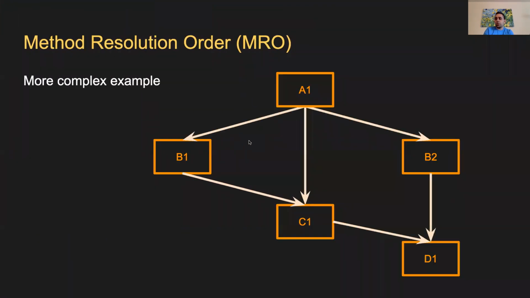So that was a simple example. We can get more complicated. If we're looking at D1, it's going to go left to right, top down. It's kind of hard to parse, but C1 would get precedence. Actually, I would need to double check that. D1 inherits from C1, and C1 inherits from B1 and A1. So C1's MRO would be B1 and A1. For D, it would be C. Then I believe B1 would come before B2 because they're at the same level, and then A1 would be at the very end.